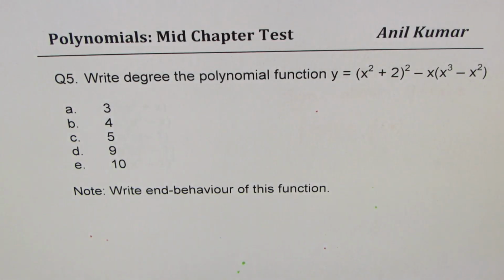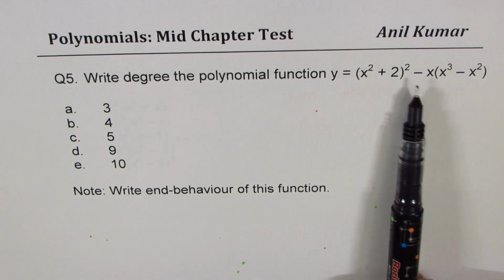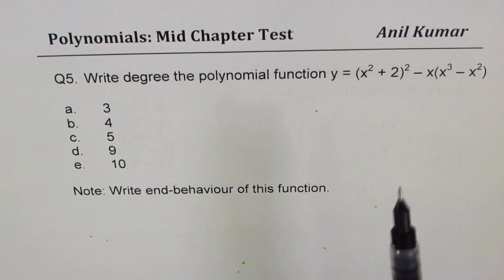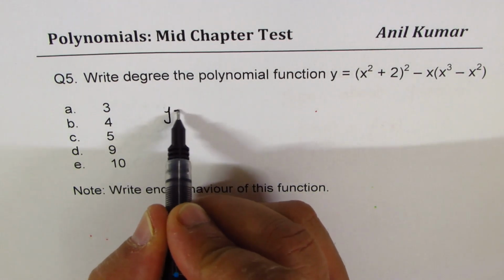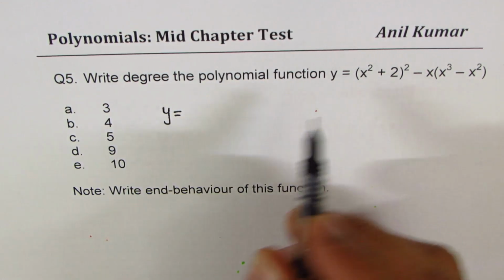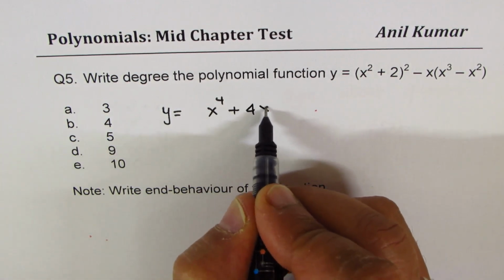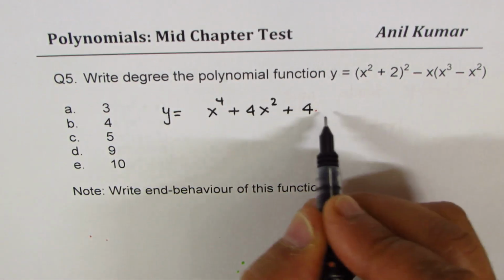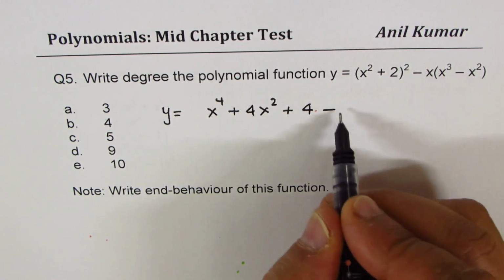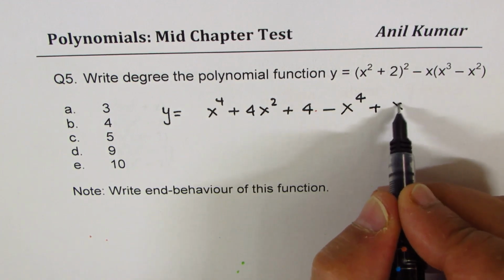Now here is question number 5. Write the degree of the polynomial function y equals x squared plus 2 all squared minus x times all this. Now my recommendation is for such questions, expand and simplify. So when you apply the square formula here, you get x to the power of 4 plus 2 times 2, 4x squared plus 4 minus, expand this, right? So we get minus x to the power of 4. And you multiply this, you get plus x cubed.